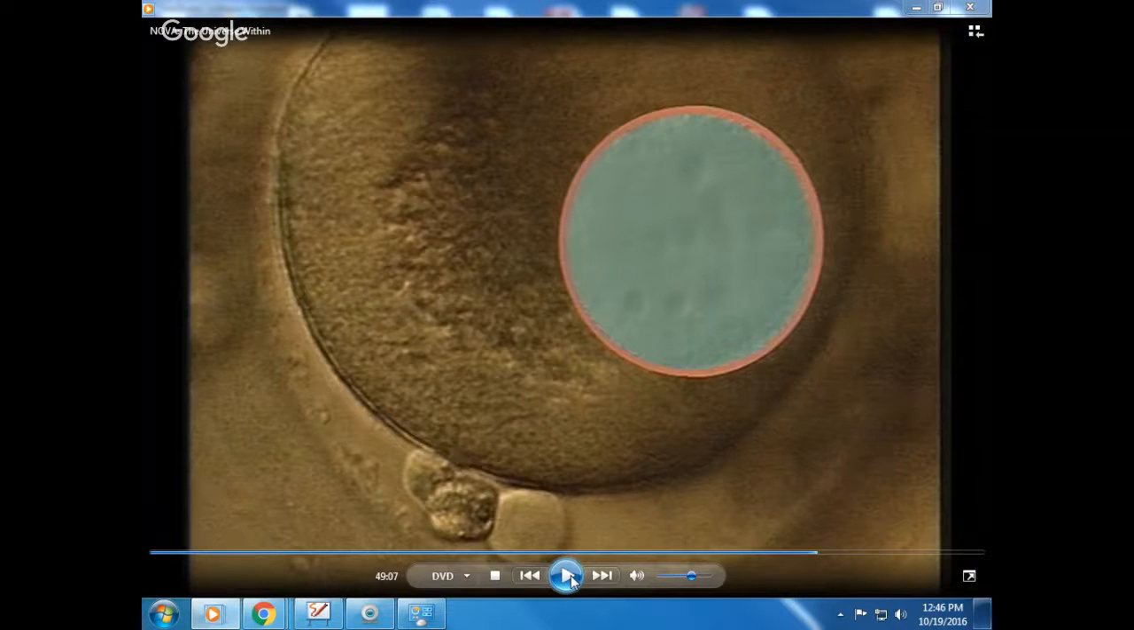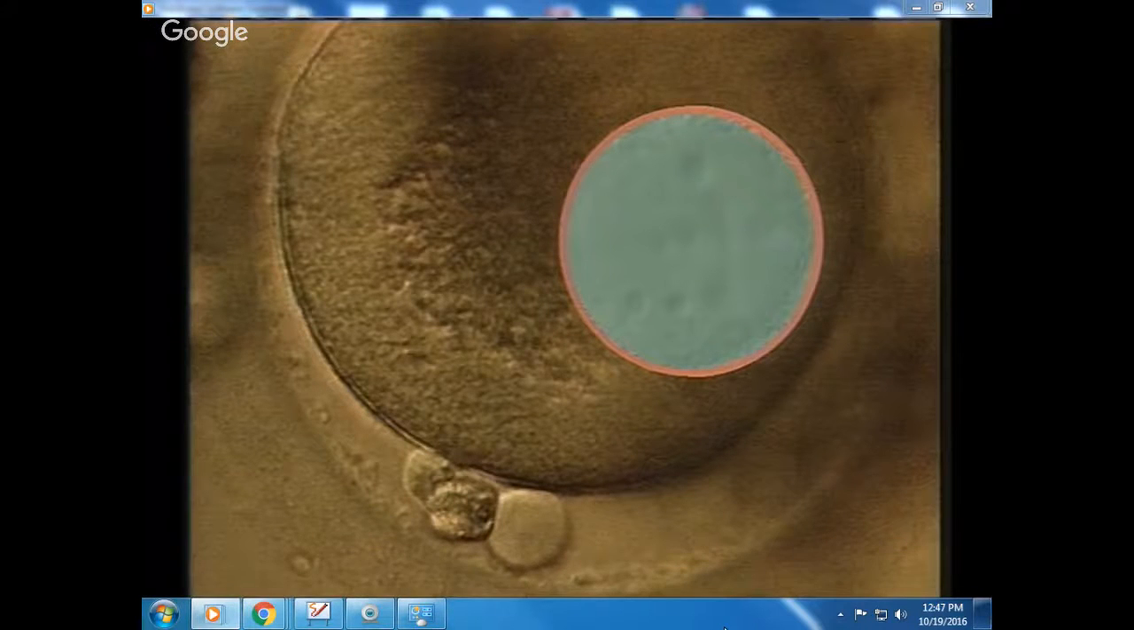And there are cells around the egg that, when the egg was ovulated, just stay and form what is called the corona radiata, which is a crown of cells that help in the support of the egg. The egg will eventually break free from that as it develops into an embryo.